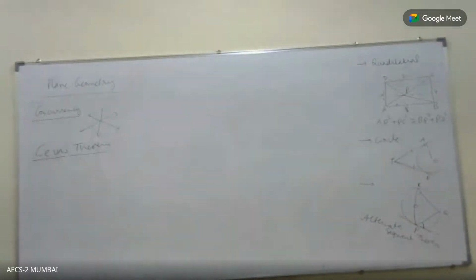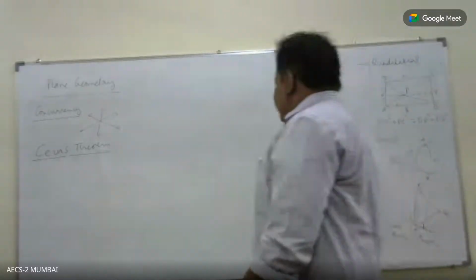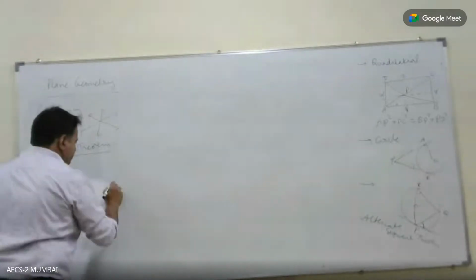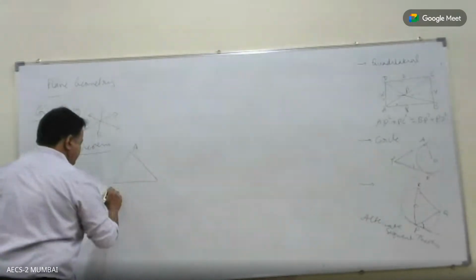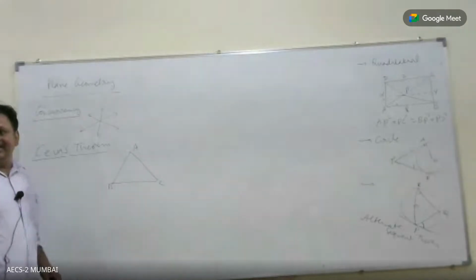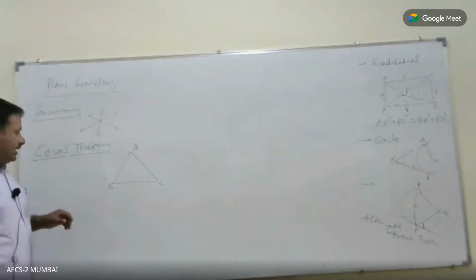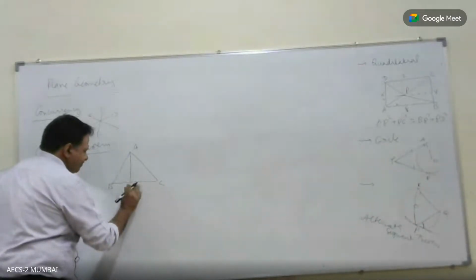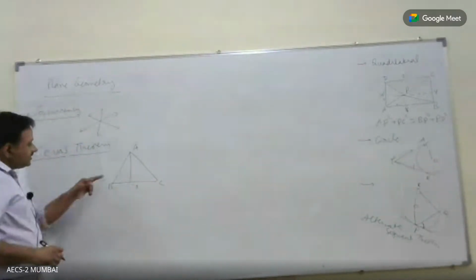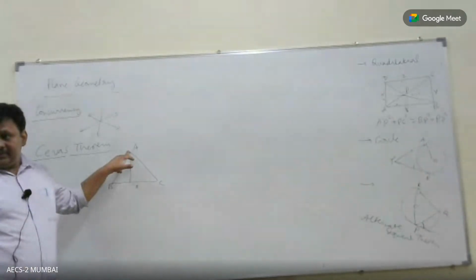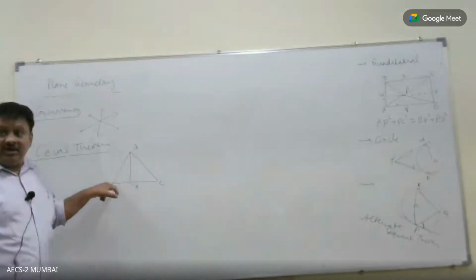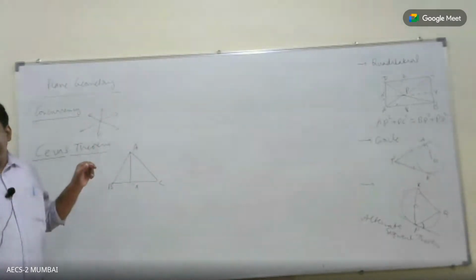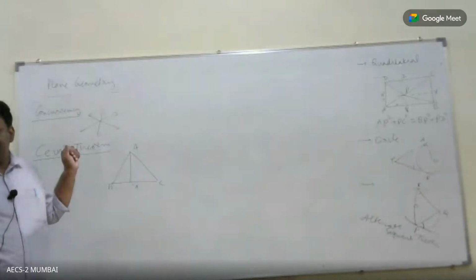There is something called a Cevian. Anyone knows? You know what is a Cevian? Any line passing from one vertex. Very good. So if you take a triangle, let us say triangle ABC, I take a line that passes through the vertex of the triangle and the point lies on the opposite side. This is called a Cevian.